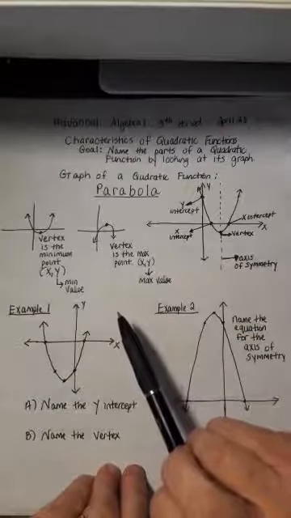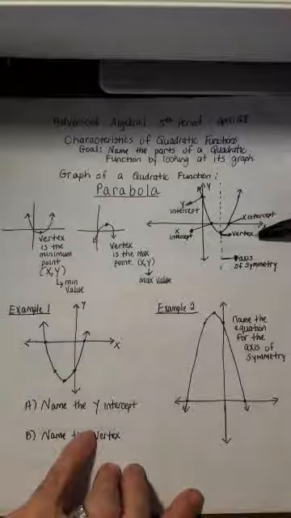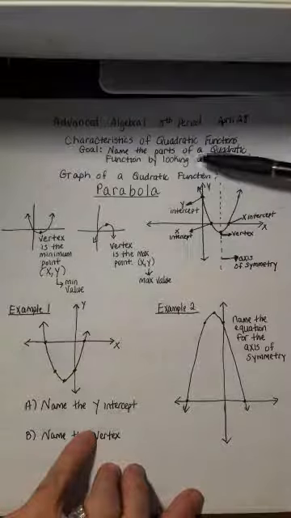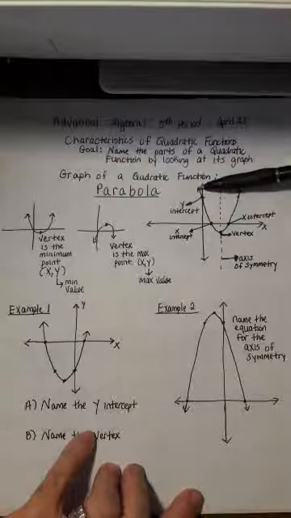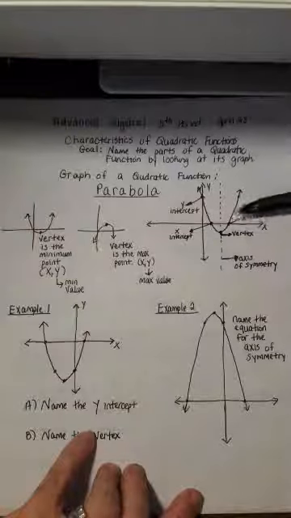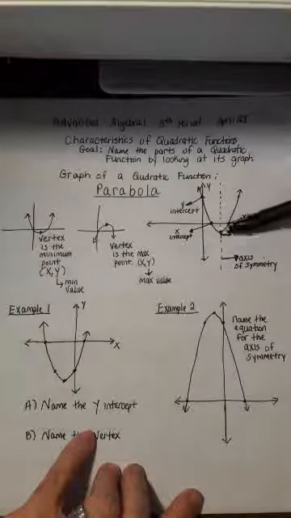You have the vertex, and the vertex is a really, really important point, and it's where your parabola starts going back in the other direction. So like on this one, if you trace my pen along, starting up here at the top and you go down, hit this point, and then it curves and starts going back up, that point where it starts going back in the opposite direction is the vertex.